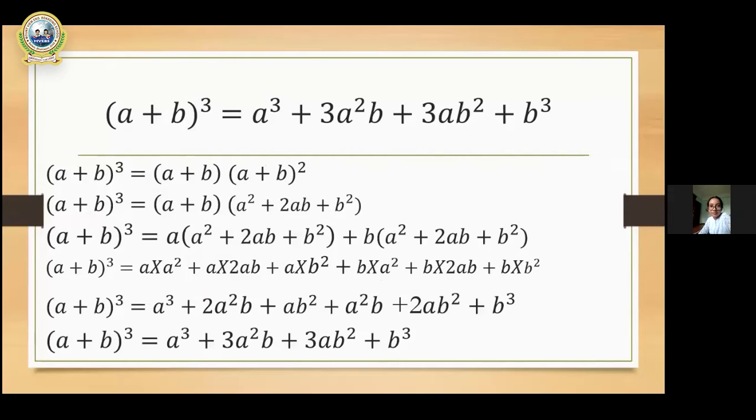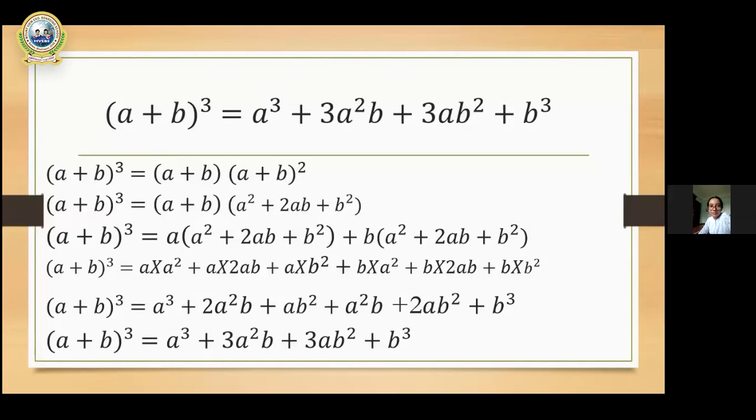So let me share a screen with you guys. This is the formula for a plus b whole cube. The topic itself is the formula for a plus b whole cube, and I'll explain how it is generated. It's all about multiplication. We are only dealing with the multiplication so far. This formula is generated using the principle of multiplication in algebraic expressions. So a plus b whole cube gives us a cube plus 3a square b plus 3ab square plus b cube.